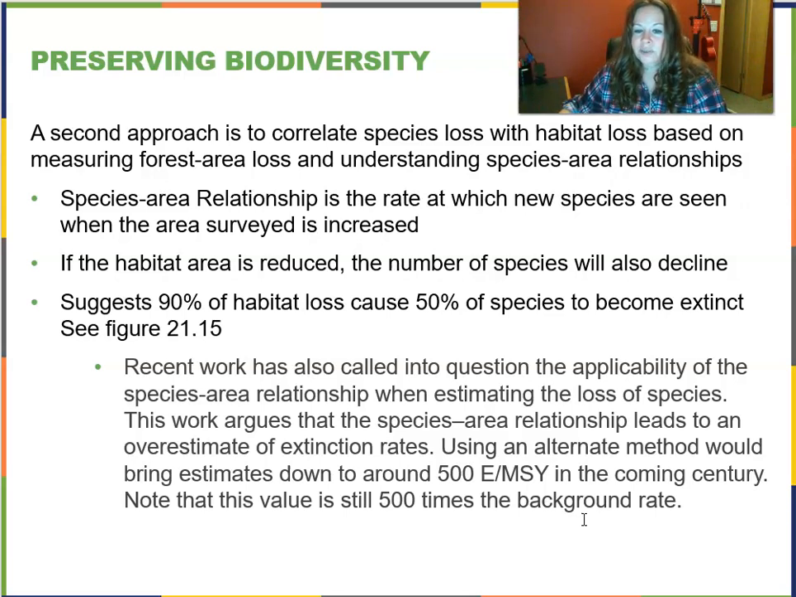So recent work has also called into question the applicability of the species area relationship when estimating the loss of species. This work argues that the species area relationship leads to an overestimation of extinction rates. Using an alternate method would bring estimates down to about 500 E/MSY in the coming century, but note that this is still 500 times the background rate. It's still a huge amount, even if we are overestimating.